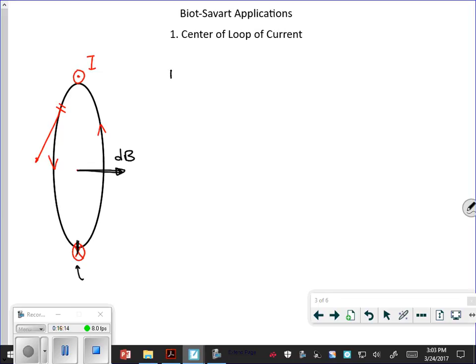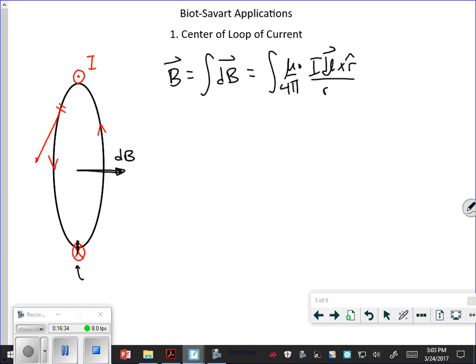So if we want the net magnetic field, we've got to add up all the little dBs. That says we've got to add up all the mu naught over 4 pi, I dL cross r hat over r squared. Now what I haven't said is let's define the radius of this hoop to be r, and we said the hoop carries current I.